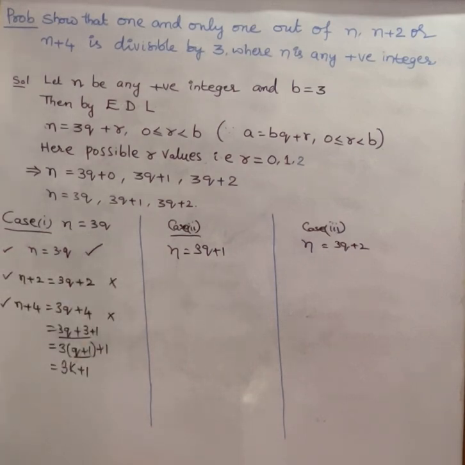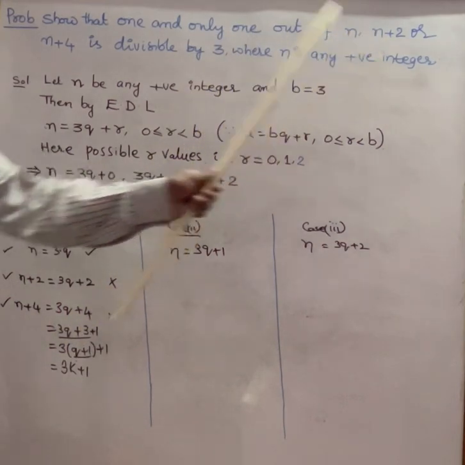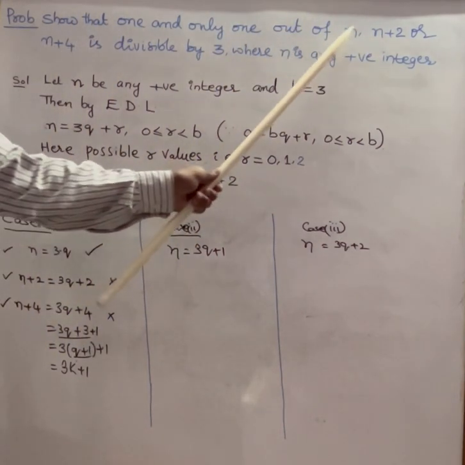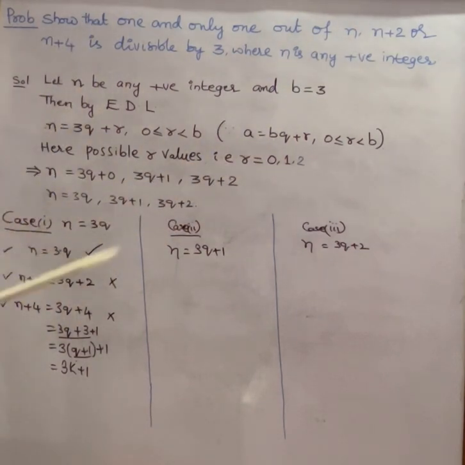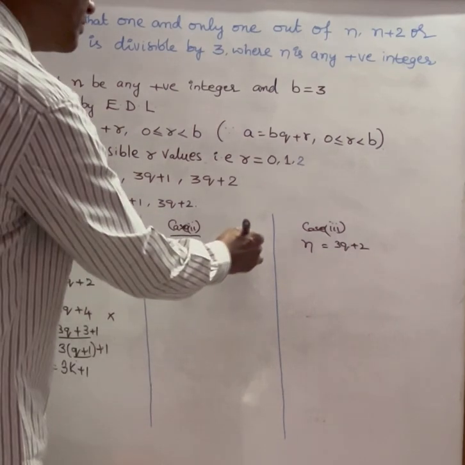Here, given that one and only one out of n, n plus 2, n plus 4 is divisible by 3. అంటే n plus 2, n plus 4లో ఏదో ఒకటి మాత్రమే 3 తోటి డివిజిబుల్ అవుతుంది. Here the remaining are not divided by 3. Here also we will check. Here we can consider n as 3q plus 1, which cannot be written in the form of 3 into something. Therefore, it is not divisible by 3.